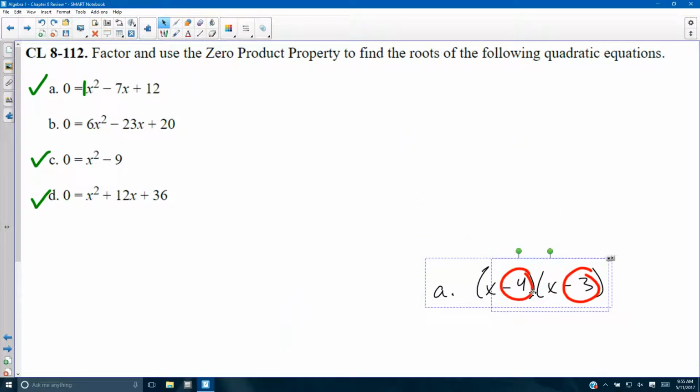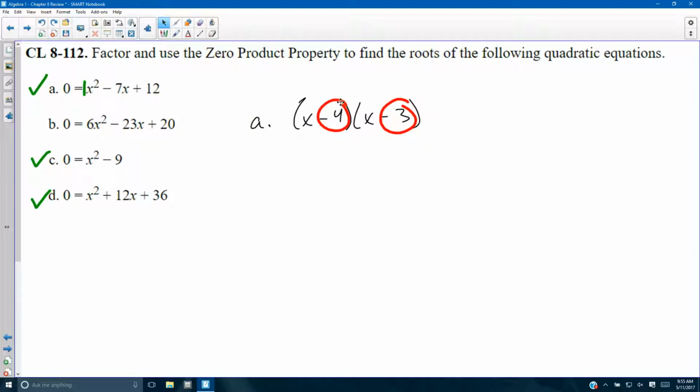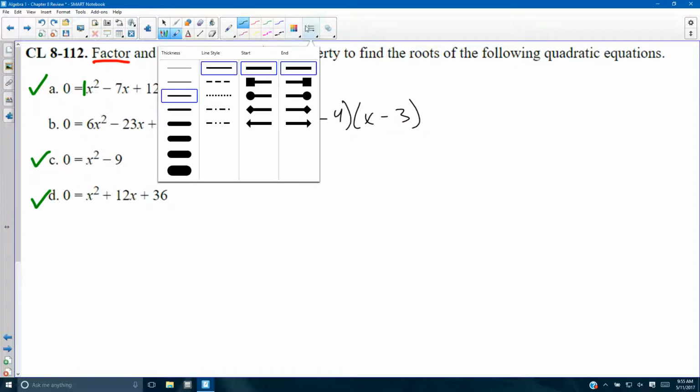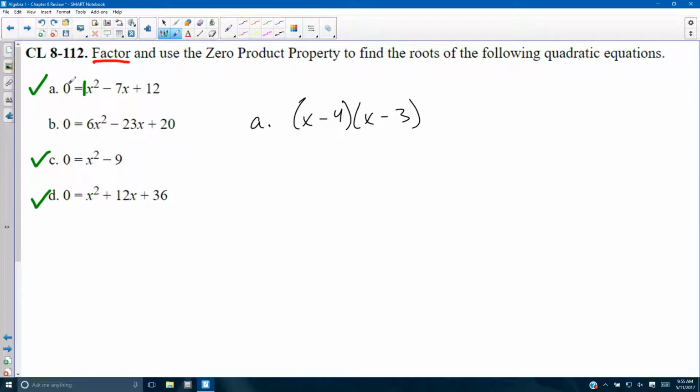I just need to keep solving for x. Now, they said factor and use the zero product property. So they're giving us some statements to use. I factored. Zero product property, what's that all about? Well, this is equal to 0, right? This whole thing's equal to 0. So here, factored to this, now it says equals 0. So let's write equals 0.